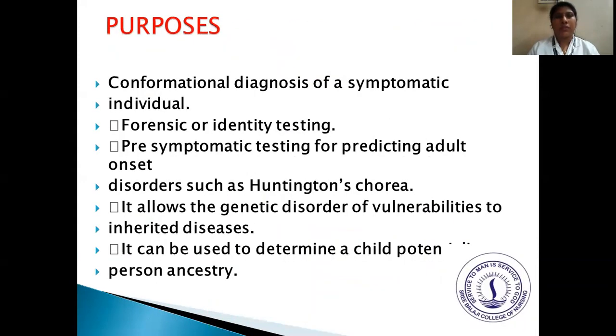So what is the purpose of genetic testing? Confirmational diagnosis of a symptomatic individual, forensic or identity testing, pre-symptomatic testing for predicting adult onset disorders such as Huntington's chorea. It identifies genetic disorders and vulnerabilities to inherited diseases. It can be used to determine a person's sensitivity. These are all the purposes of genetic testing.